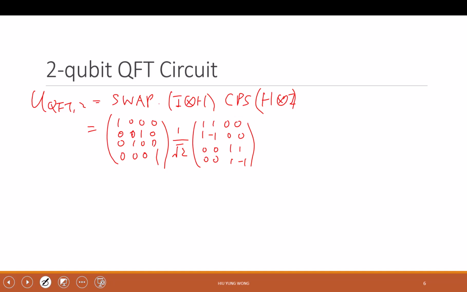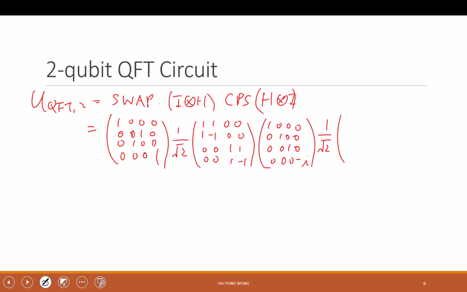What is a control phase shift gate? We just derived it. It's 1 0 0 0, 0 1 0 0, 0 0 1 0, 0 0 0 negative I. Right? Negative I. That's the control phase shift gate. And then finally, do not forget the 1 over square root 2.